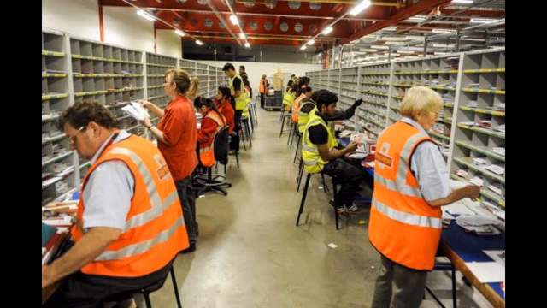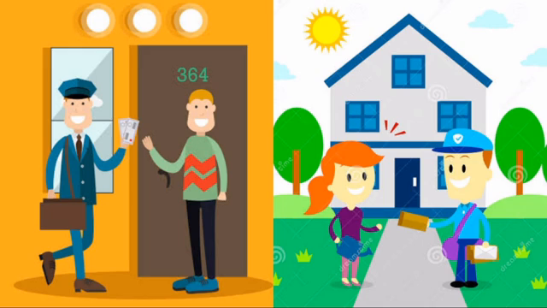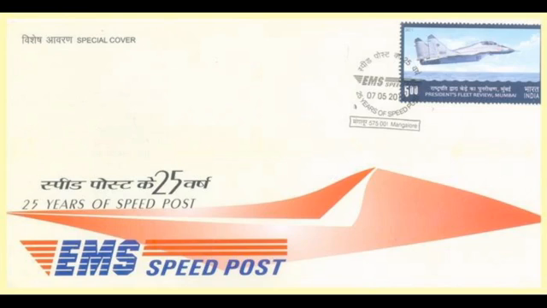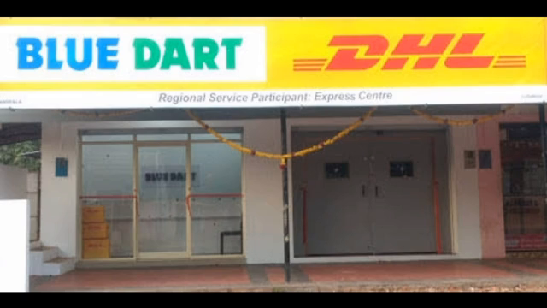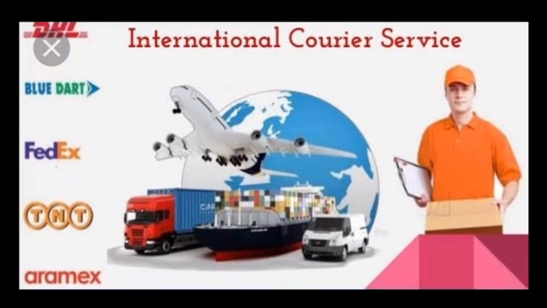Then the postman comes and collects the letter. Then he delivers the letter at the addresses written on the envelopes. The letter is then received by the person. Today we have speed post and courier services for speedy communication, where letters and parcels are carried by train, bus, airplane, and ship, and it takes a few days to reach the given address.